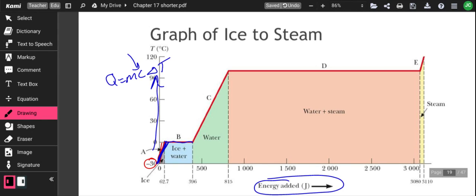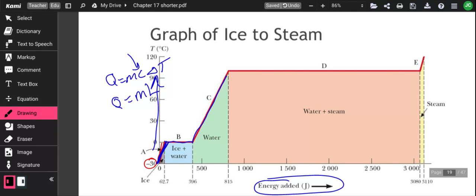The ice starts to melt, and the ice and water will stay at the same temperature until all the ice is melted. We cannot get a rise in temperature until all the ice is melted. And so what happens is the energy is put in to break apart the ice bonds. In that case, we get Q is equal to mL.